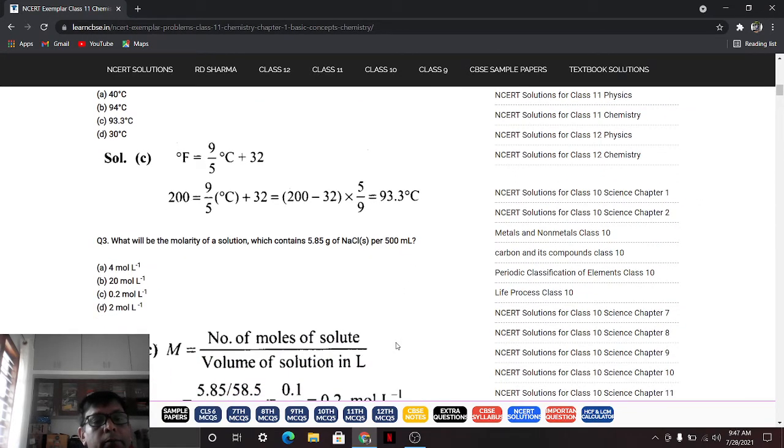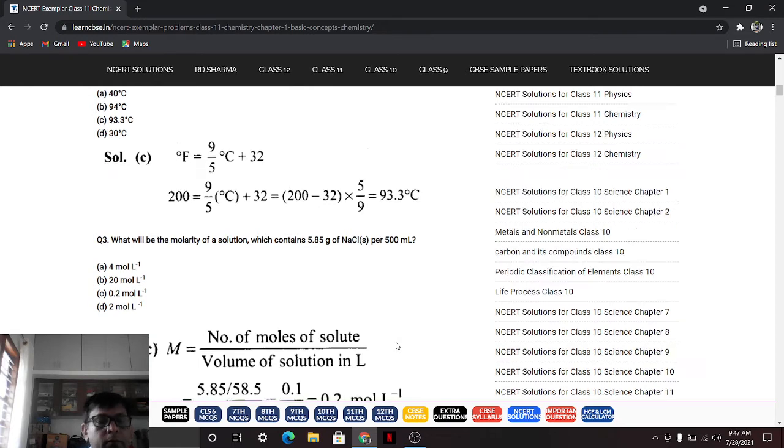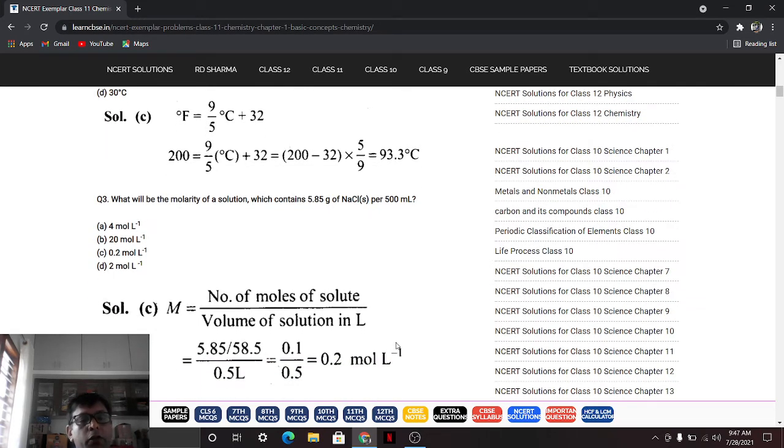What will be the molarity of a solution which contains 5.85 gram of NaCl in 500 ml of solution? The options are A 4 mole per liter, B 20 mole per liter, C 0.2 mole per liter and D 2 mole per liter. Here you know that molarity is equal to M. Molarity of a solution is equal to the number of moles of the solute divided by the volume of the solution in liters.